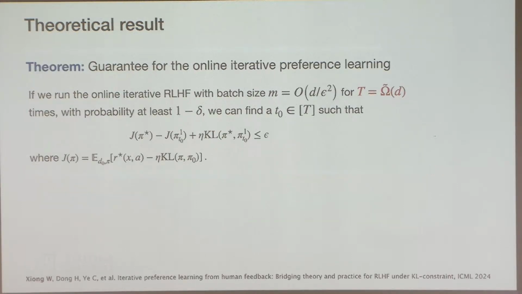Here's the main theoretical guarantee if you want to run this online iterative RLHF with exploration. If we run this online iterative RLHF framework with a batch size of d over epsilon squared, and you run this framework for at least d iterations, up to some log factor, then with high probability you can find a good policy that converges in both the regularized reward and the divergence between the policy and the optimal policy.